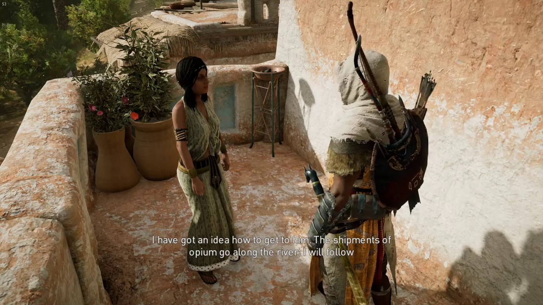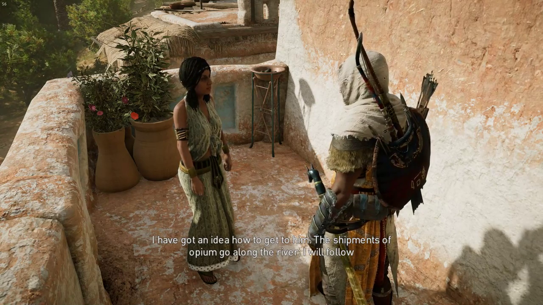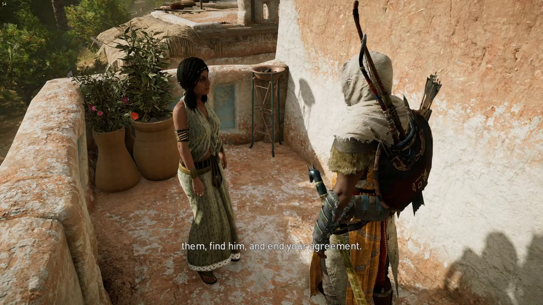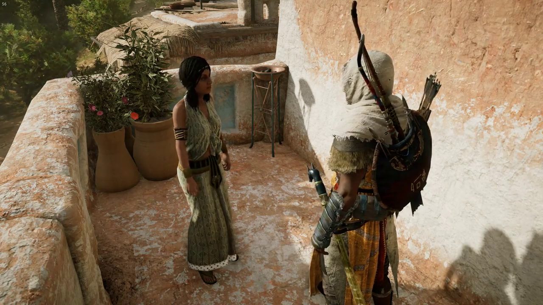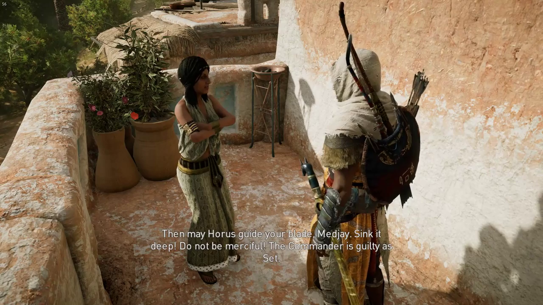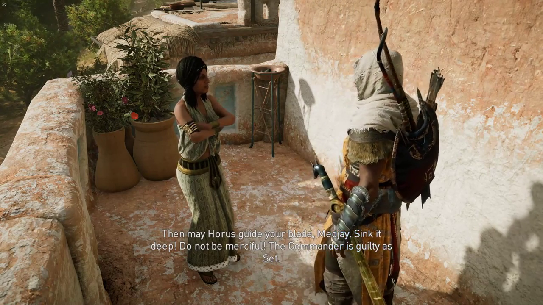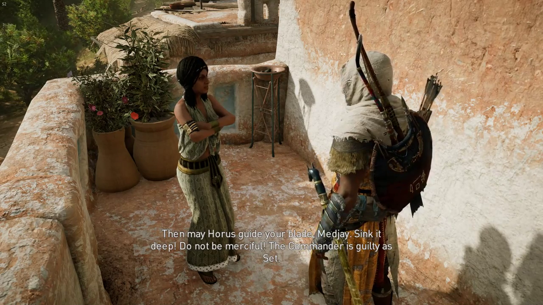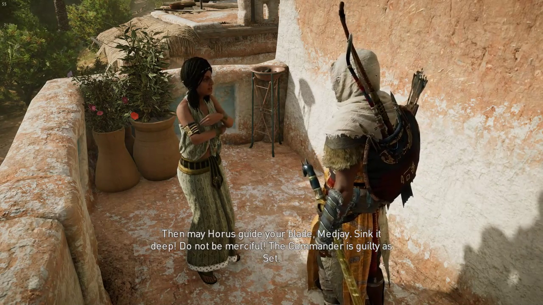He killed her to assure our compliance. For the village's sake, I did nothing. I've got an idea how to get to him. The shipments of opium go along the river. I will follow them, find him, and end your agreement. Then may Horus guide your blade, Medjay. Sink it deep. Do not be merciful. The commander is guilty as set.